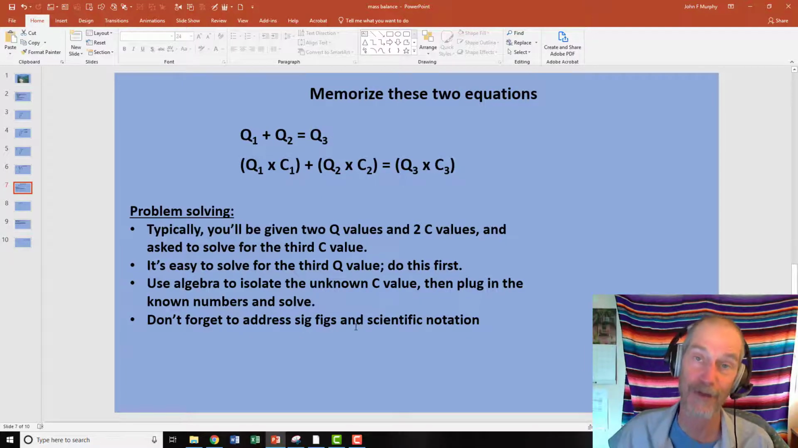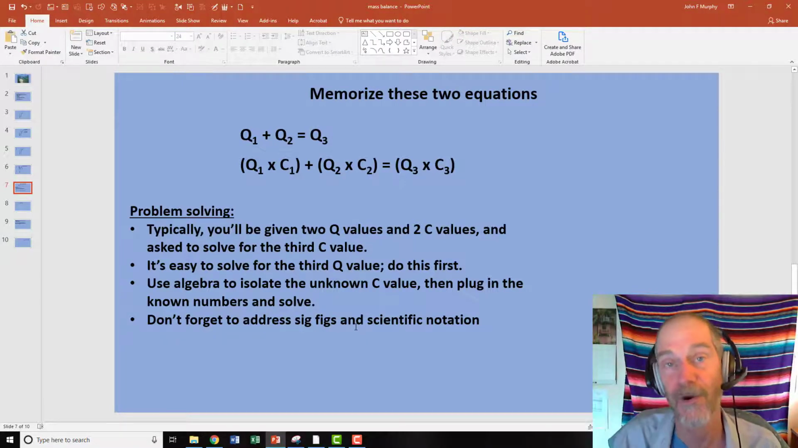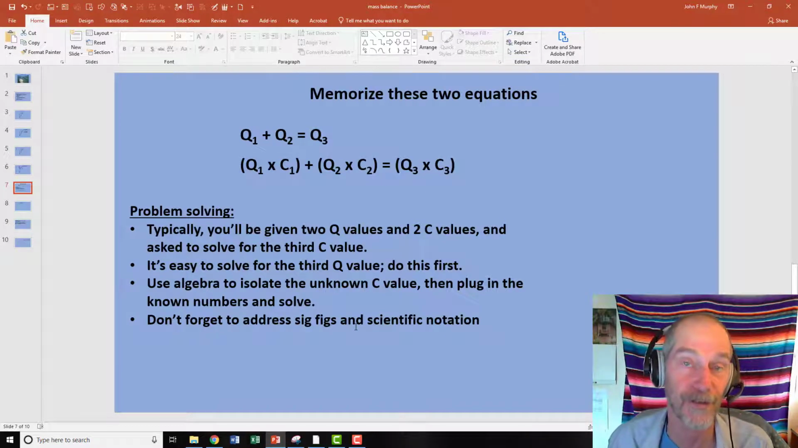I can't tell you how many students who've done everything perfectly lose a few points at the end because they don't stop and do everything thoroughly. And to do a thorough answer on these problems is to express in sig figs and scientific notation, which is the default expectation in this class.